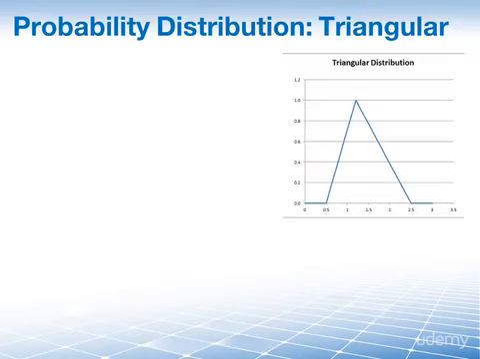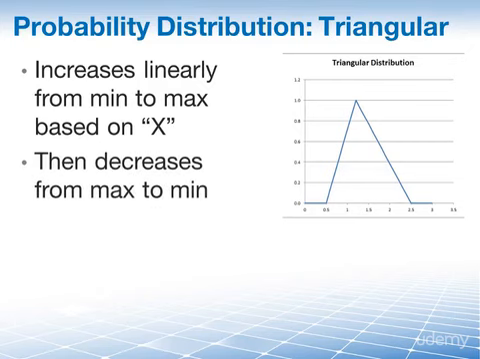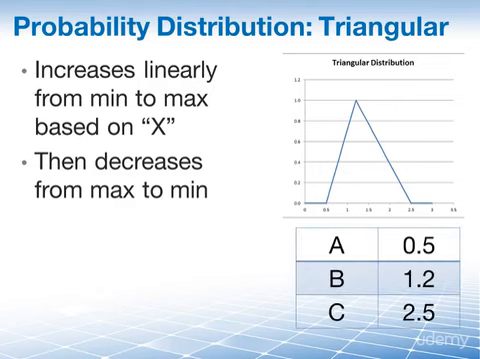We also have triangular distribution, which is a statistical distribution that increases linearly from a minimum to a maximum based upon an arbitrary value of x, and then decreases from the maximum to a minimum. For example, let's say your project is to dig for oil deposits. The risk is that no oil may be extracted, and it's too costly just to keep drilling on each spot until you hit the jackpot.